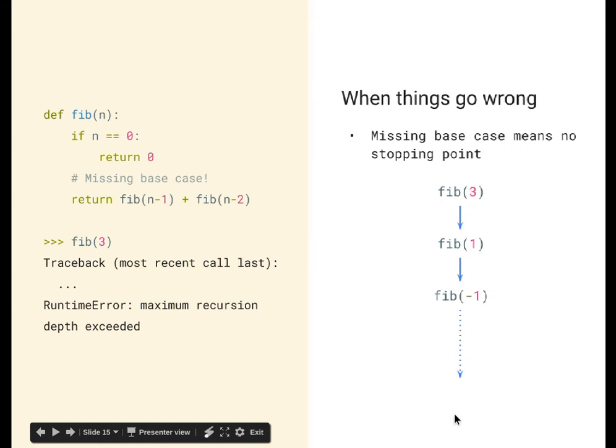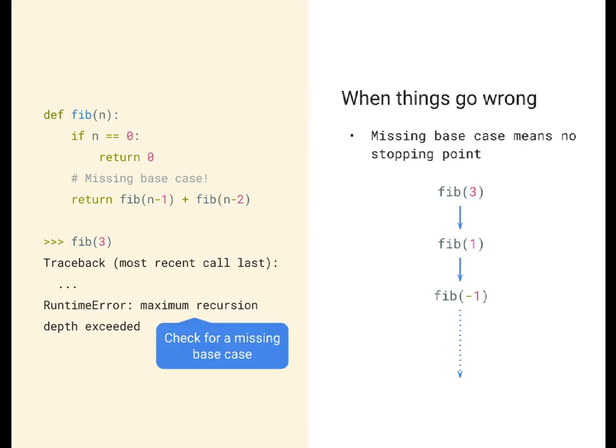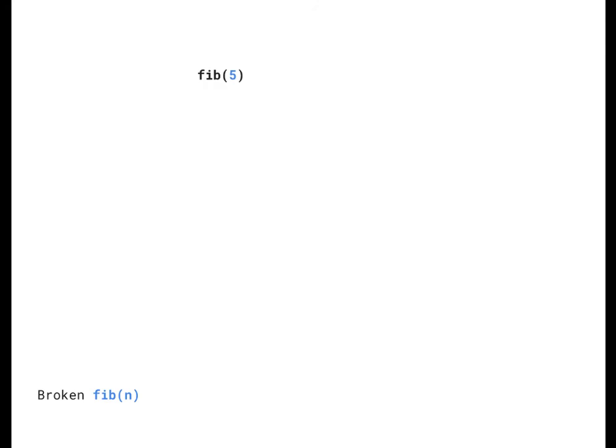So as a tip, you should always check for a missing base case if you see this error. As a visual, if we look at how the broken fib executes, let's say we're evaluating fib of 5. We call fib of 3, which calls fib of 1. And here's where it goes wrong. When we call fib of 1, it's no longer a base case. Because we don't have a case for fib of 1, it'll use the recursive case. It will call fib of -1. And fib of -1 will call -3, and so forth.